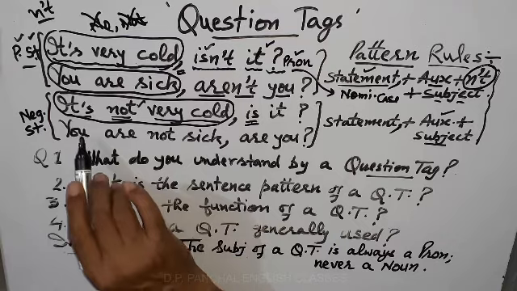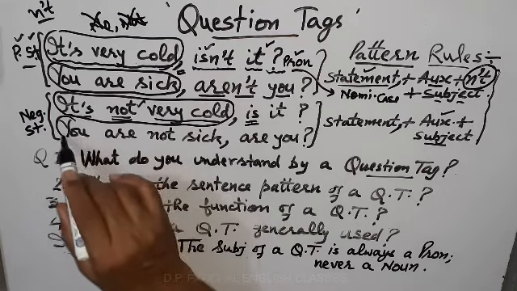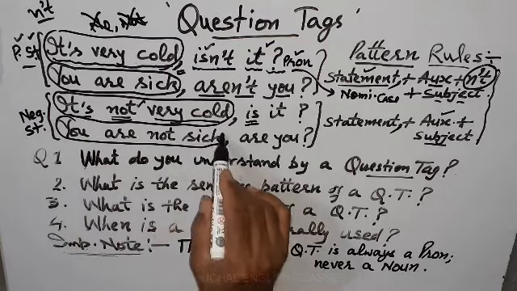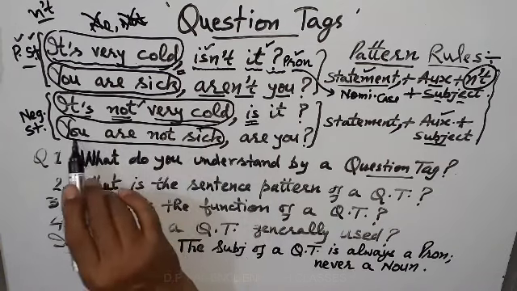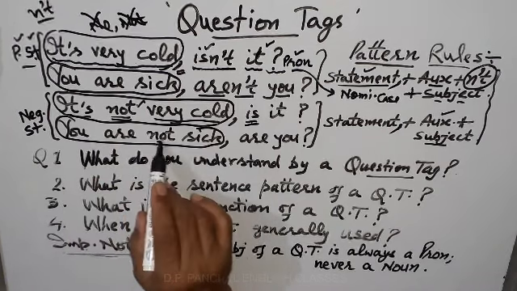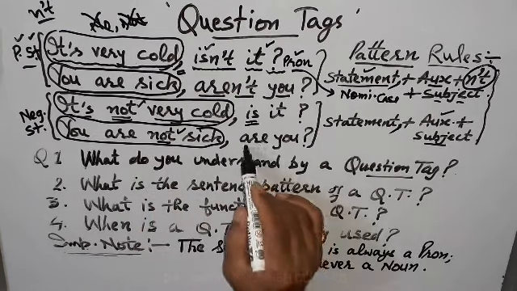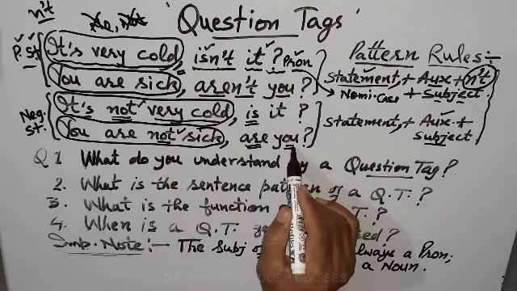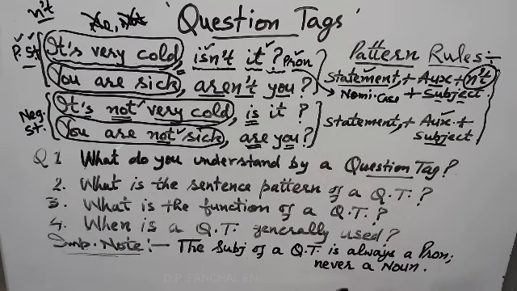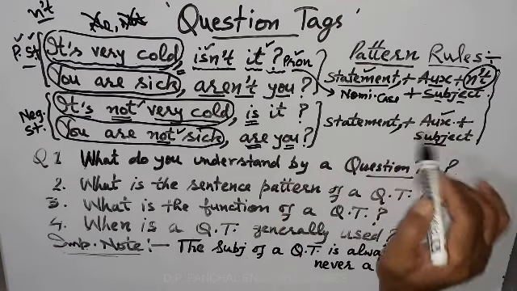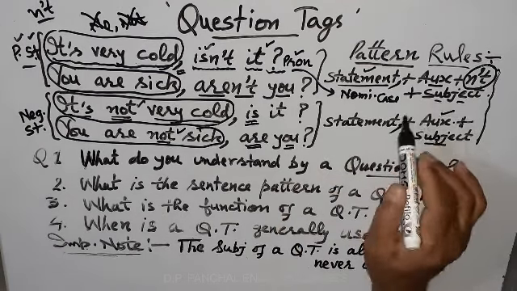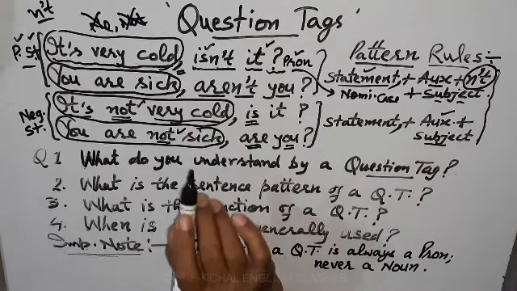Now, let us do one more sentence. Then we will move forward for more clarity. Again, you are not sick. Again, a negative sentence. Again, comma, auxiliary plus pronoun and sign of interrogation. So it is clear, this is the pattern, these are the rules, the sentences are written in the question tag.